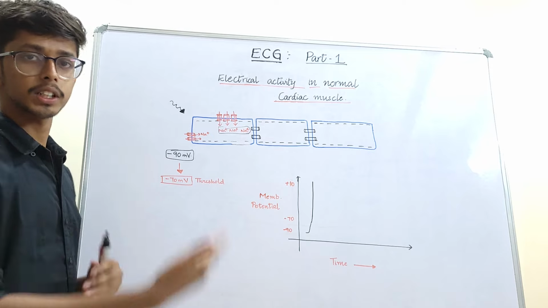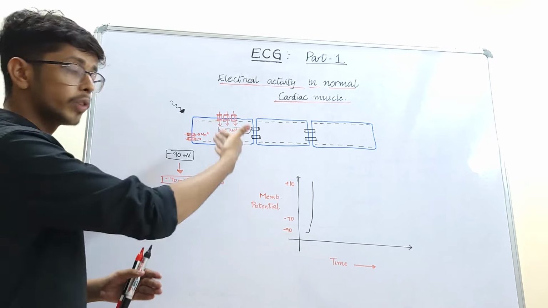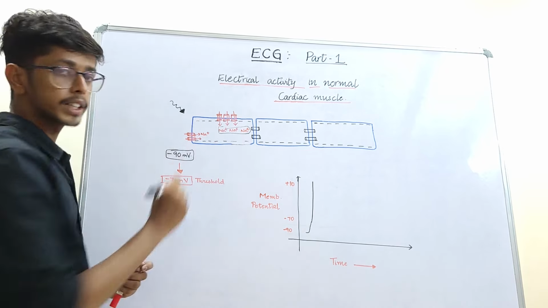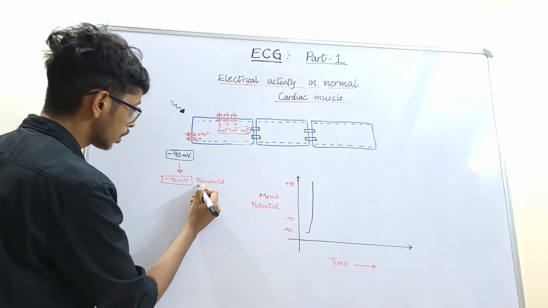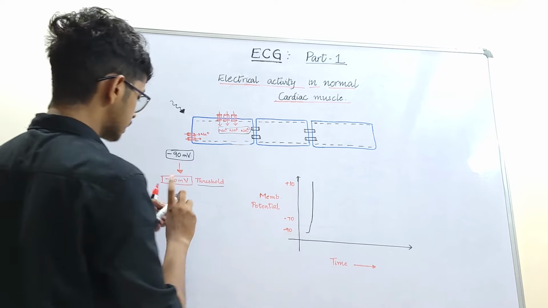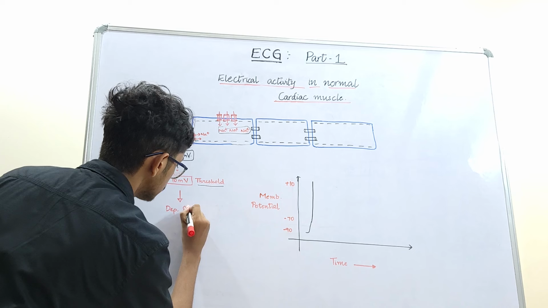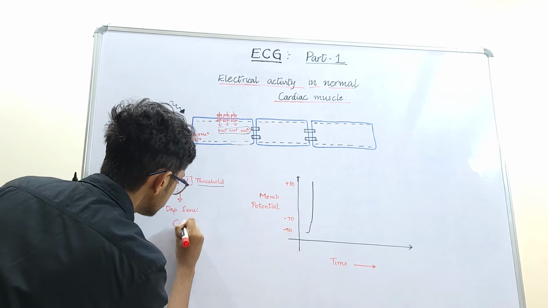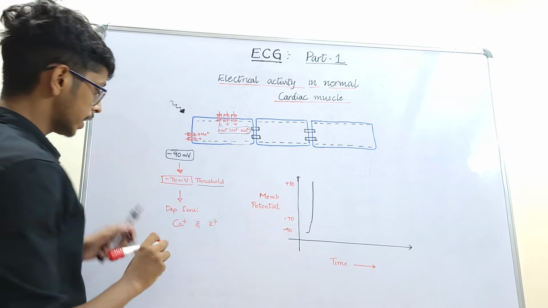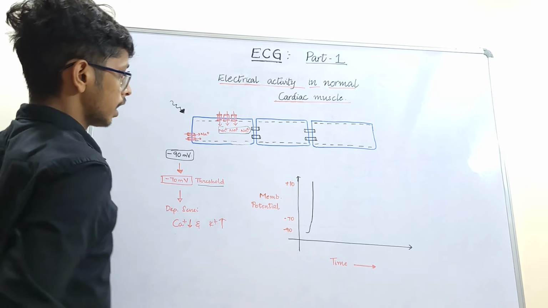Depolarization means we are reversing the initial polarization. Initially the cell is negatively polarized, now we are depolarizing it to positive, and this is due to the opening of voltage gated sodium channels after reaching the threshold potential. Now what happens? After this, depolarization sensitive calcium channels and potassium channels open. But we have to remember here that calcium is influx and potassium is efflux.